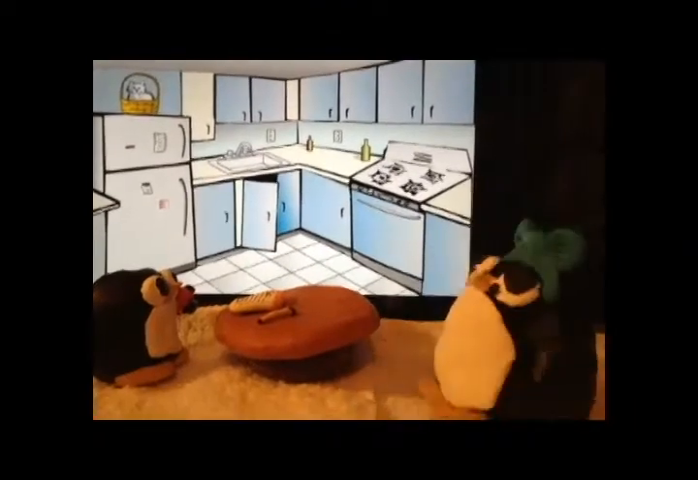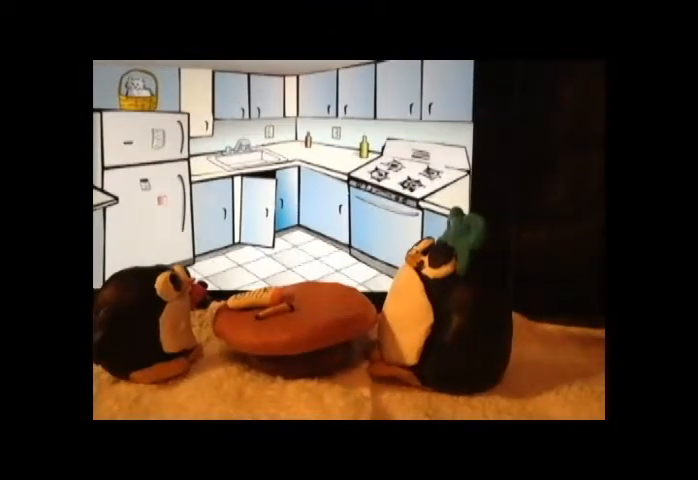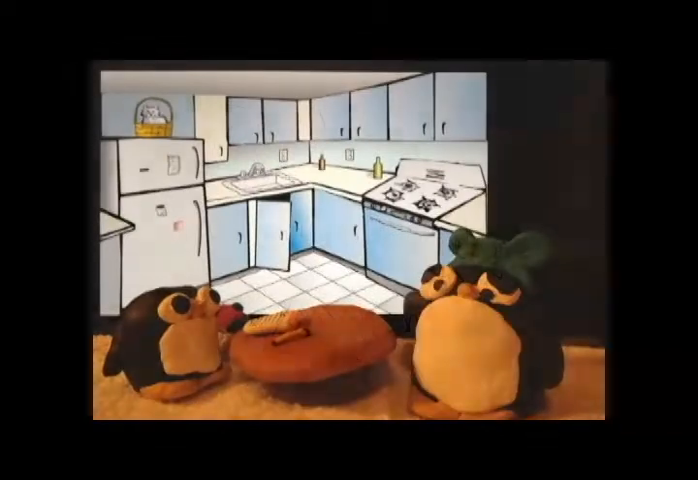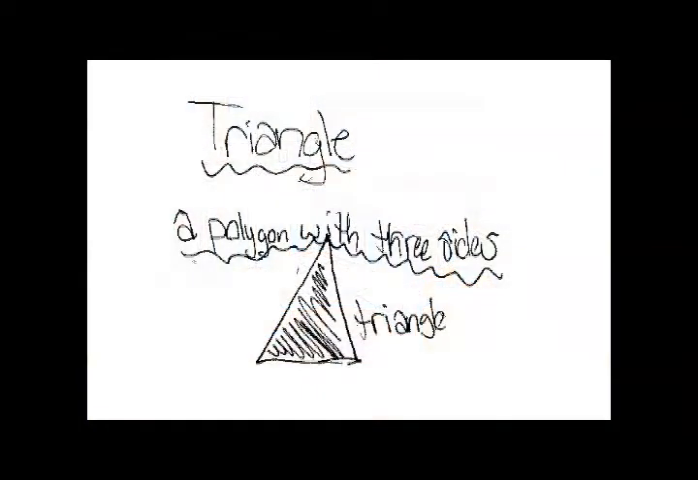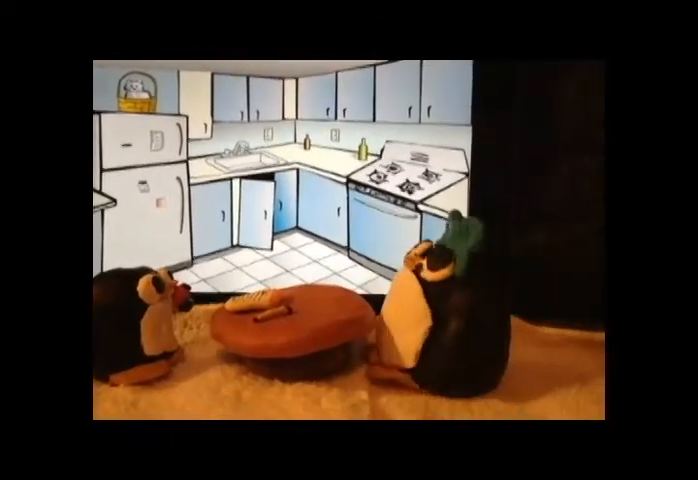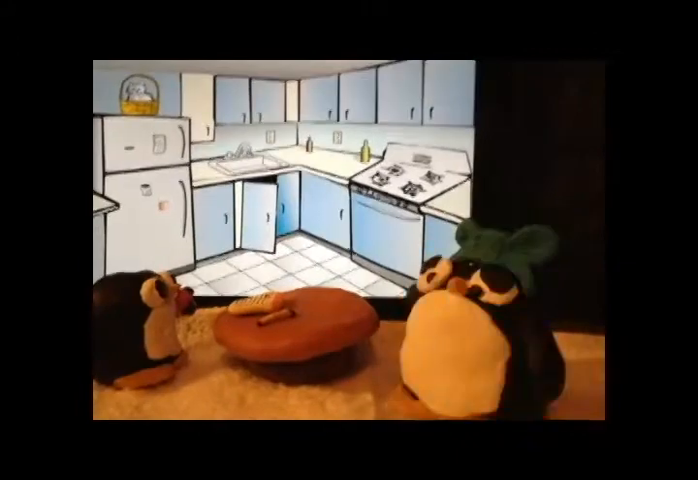Okay. Triangle. What's a triangle? What's a quadrilateral, a pentagon, a hexagon, and an octagon? A triangle is a shape with 3 sides, like this. Now, a quadrilateral is a shape with 4 sides, like a square.